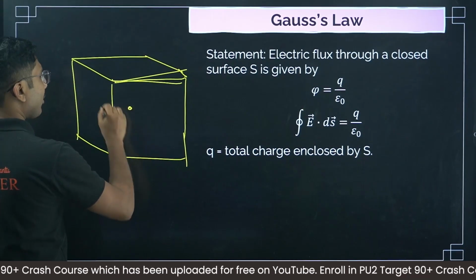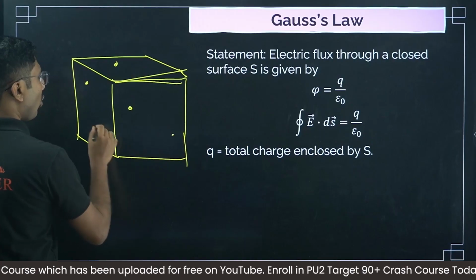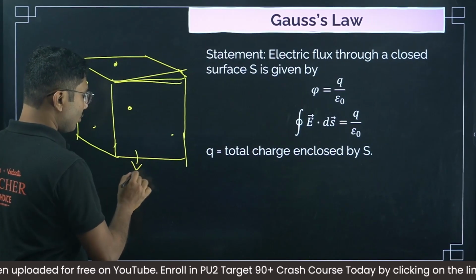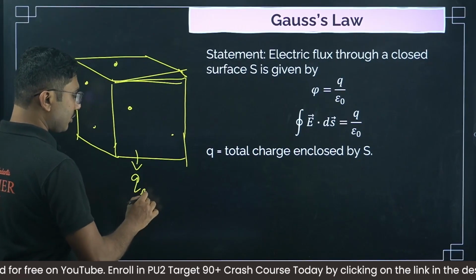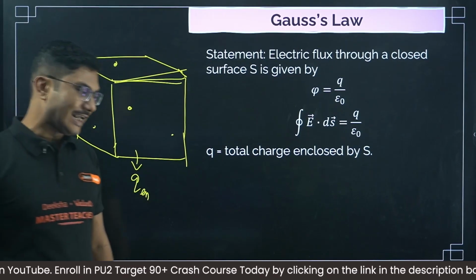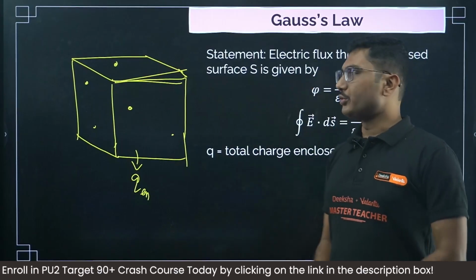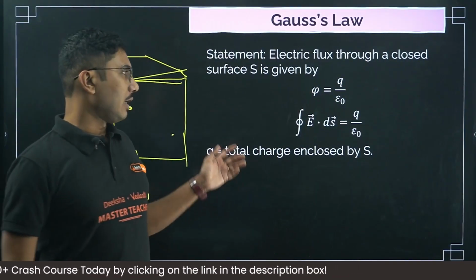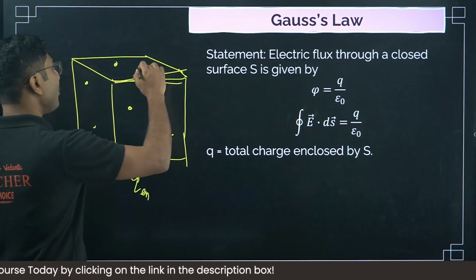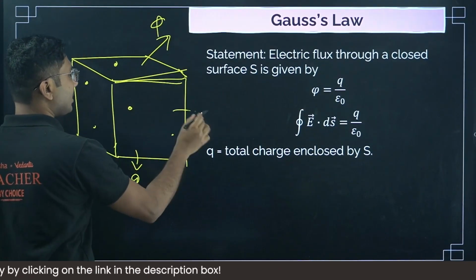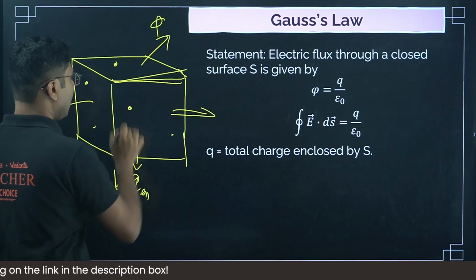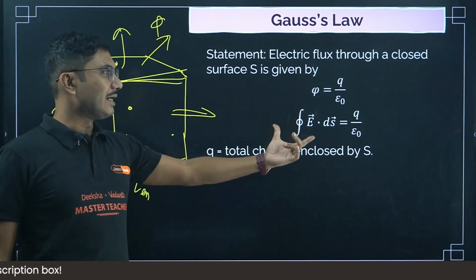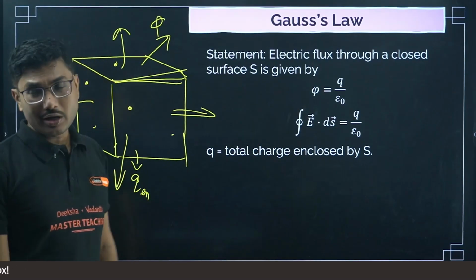Now in the case of Gauss's law, whatever charges are inside, no matter where they are located, if you add all the charges, you get the total charge Q. Sometimes it is also represented by Q_en, where en means enclosed. So the total charge enclosed in this volume, and if the total flux coming out of this surface, including all the surfaces, is phi, then phi can be calculated by Q divided by epsilon naught.